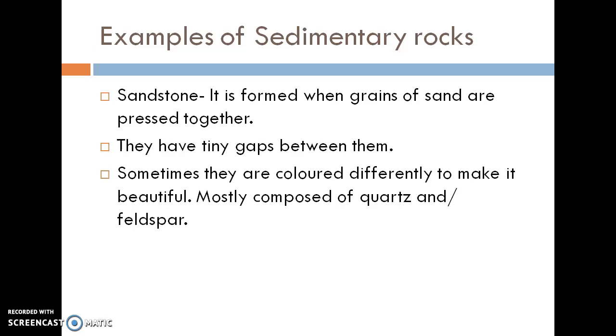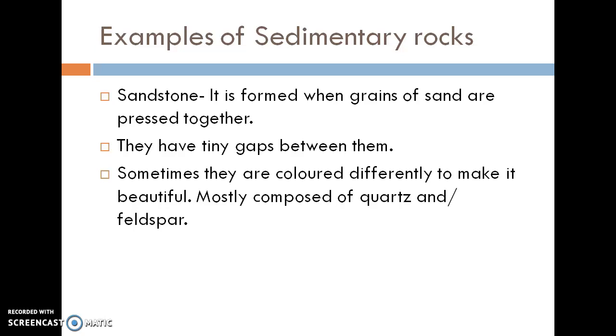So the first example is sandstone, and sandstone, as the name suggests, is made up of sand, and therefore it is formed when grains of sand are pressed together. As we've done also in the soil, the grains of sand are very porous. The sandy soil therefore does not have the capacity to retain water. Okay, which is why it has to be mixed with the clay soil. We discussed it. Now, so they have tiny gaps or holes or pores between them.